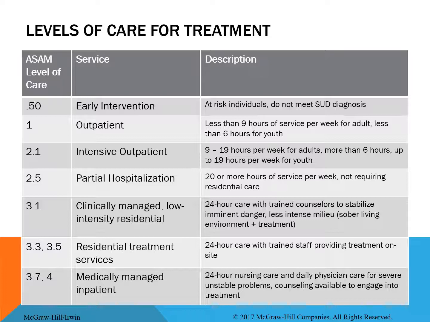Remember, the minimum effective dose of treatment is 90 days. That's over the whole continuum of care, 90 days. It doesn't have to be 90 days in just one level of care. And then, if the client relapses, they can go back up to level 2.1 intensive outpatient to get stabilized again, and then back down to outpatient at level 1. It is a continuum of care.